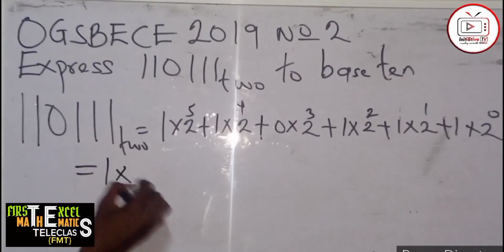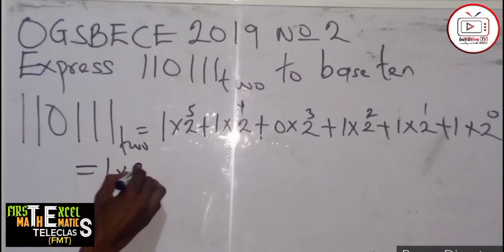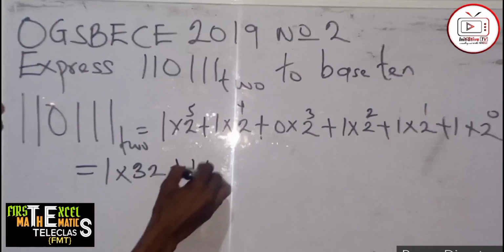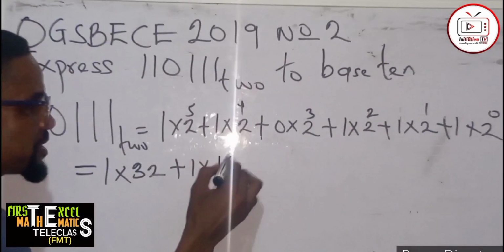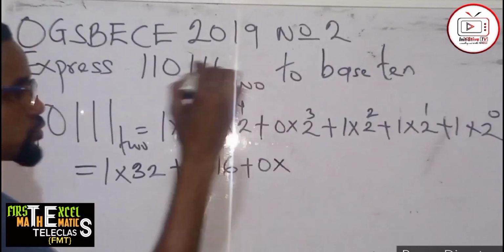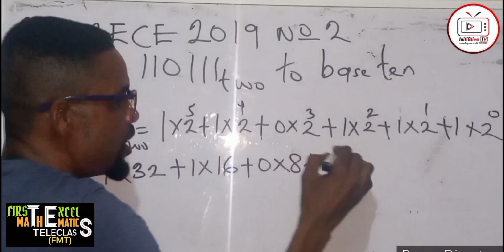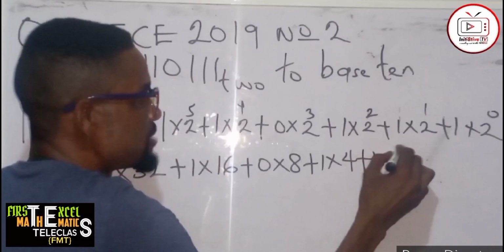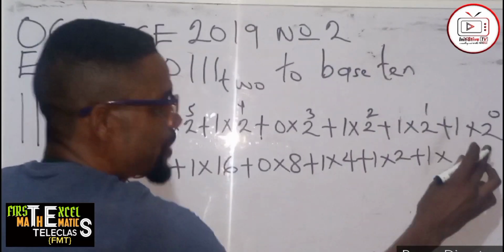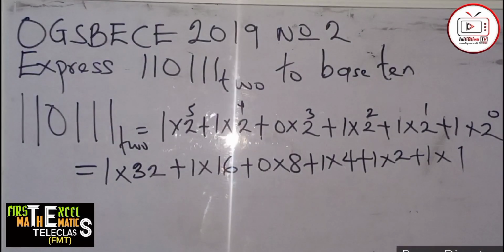This gives me 1 times 2 raised to the power 5 is 32, plus 1 times 2 raised to the power 4 gives me 16, plus 0 times 2 raised to the power 3 is 8, plus 1 times 2 raised to the power 2 is 4, plus 1 times 2, plus 1 times 2 to the power 0 gives me 1. I think we are good to go.